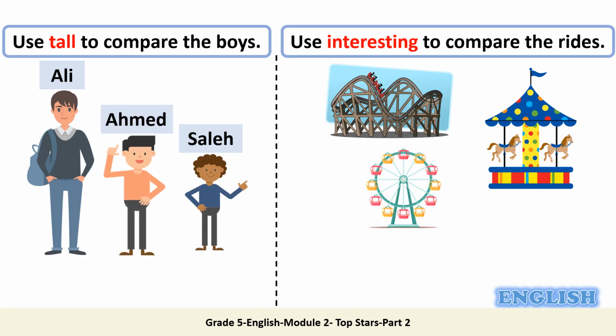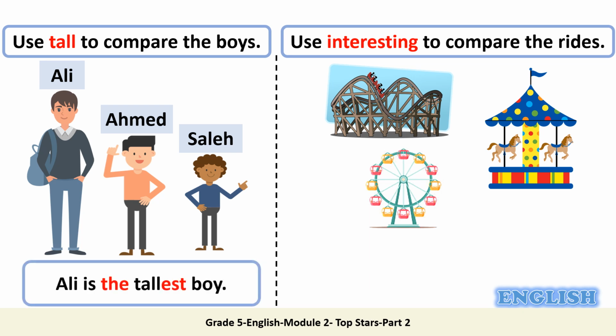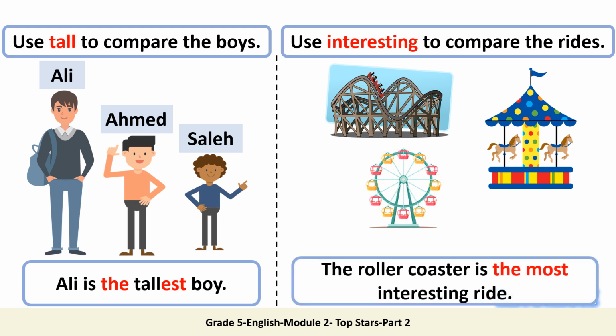Let's form more sentences. In the first part, I want you to use the adjective tall to compare between the boys. And in the second part, I want you to use the adjective interesting to compare the rides. So stop the video and try to form your sentences. Let's read your sentences. Ali is the tallest boy. And the second sentence is, the roller coaster is the most interesting ride. Well done.